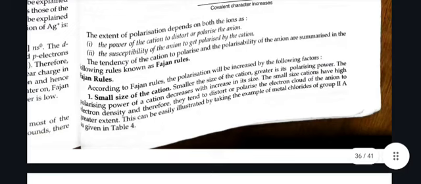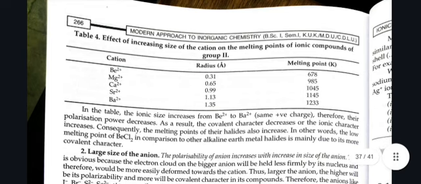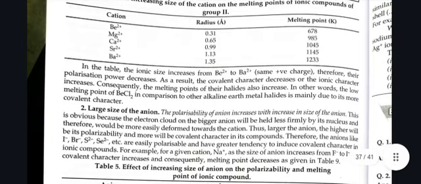Cation Be2+, radius in angstrom 0.31, melting point 678. Magnesium 2+, radius 0.65 angstrom, melting point 985, and so on. In the table, the ionic size increases from Be2+ to Ba2+, with the same positive charge. Therefore, their polarizing power decreases. As a result, the covalent character decreases, or the ionic character increases. Consequently, the melting point of the halides also increases.